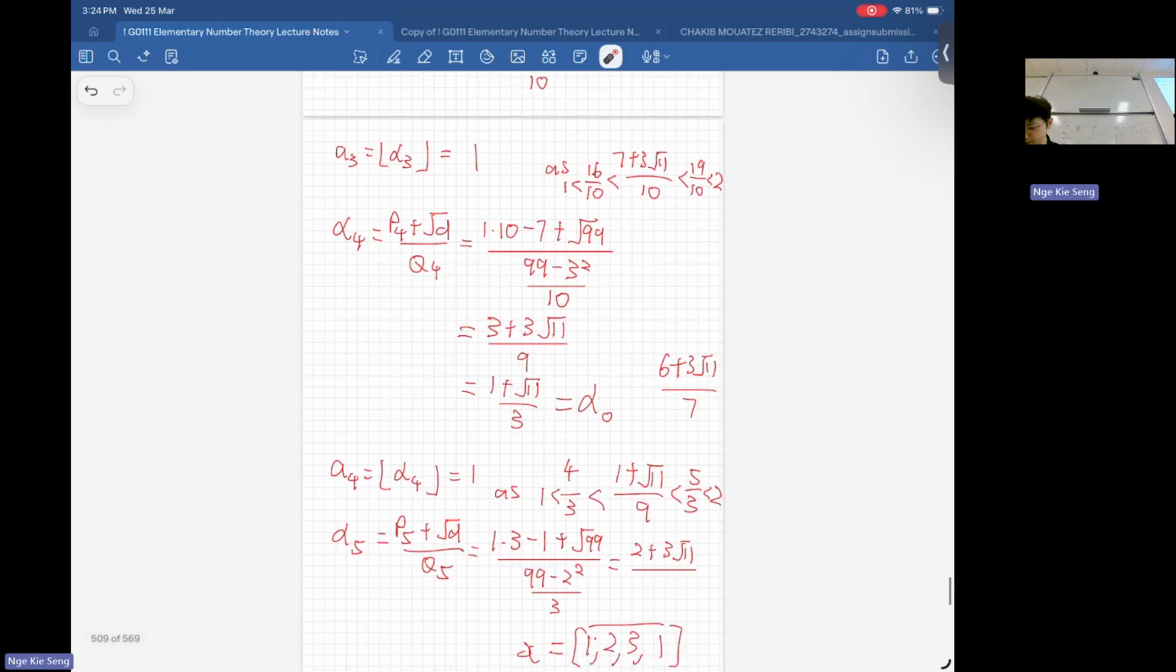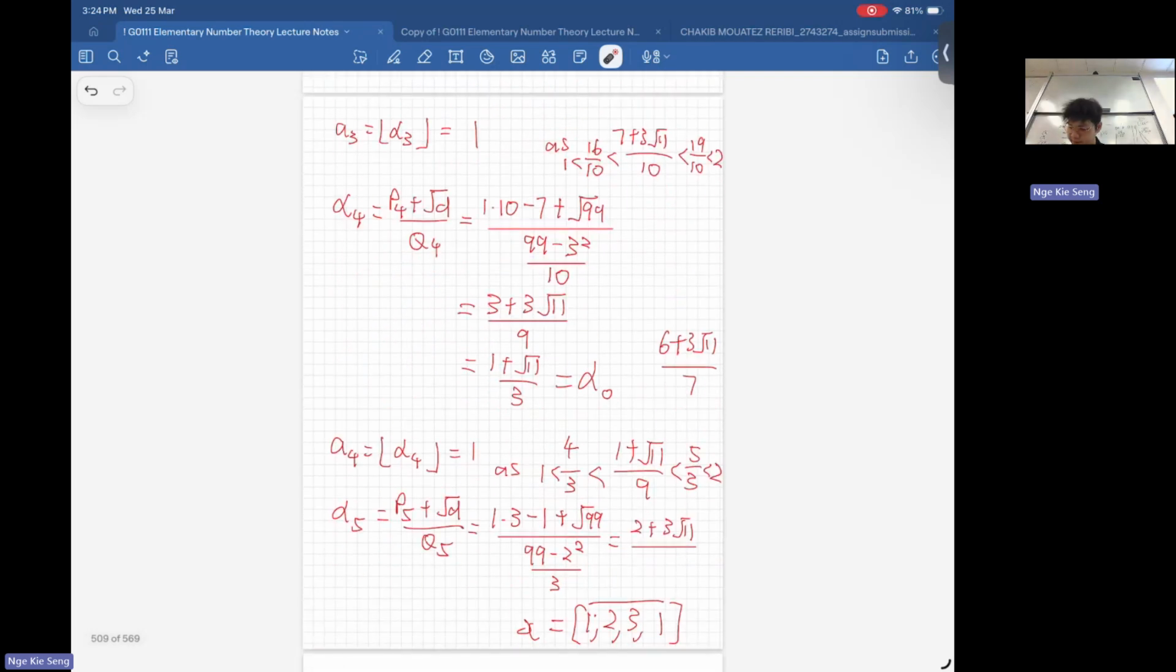So this is a very important point. When you pick your P4, Q4, make sure this square root D stays as the D you started with. Because after I simplify, this is not the square root D anymore. It's like you already removed 9 from your D. So make sure when you apply this formula inductively, you keep your square root D the same. Does it make sense?